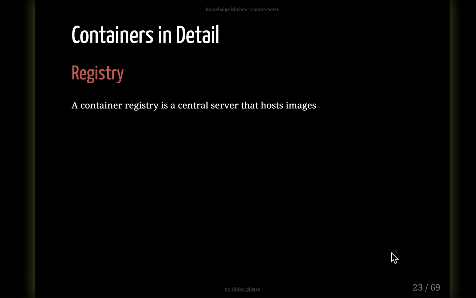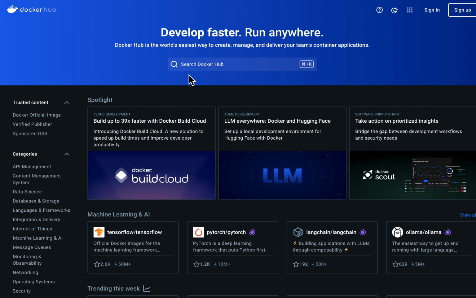Where do we put our images? We often share them with other people by posting them to a registry. So for example, Docker maintains a registry called Docker Hub, which is hub.docker.com. And if you wanted to poke around and look at what images other people or other organizations have made and are sharing with the world, you can come here and search.